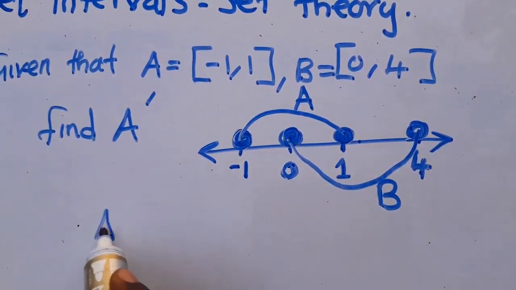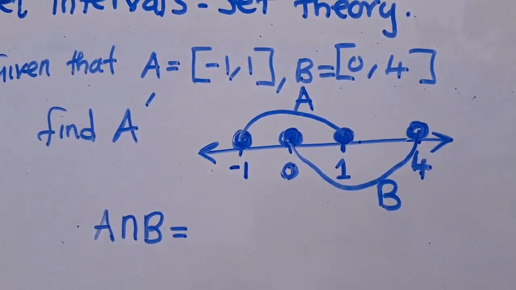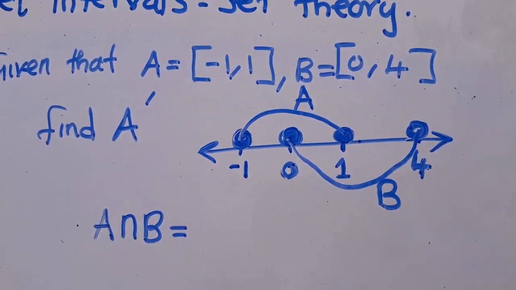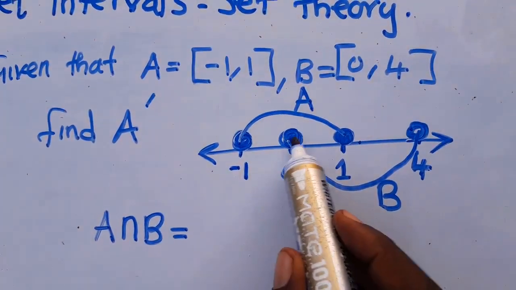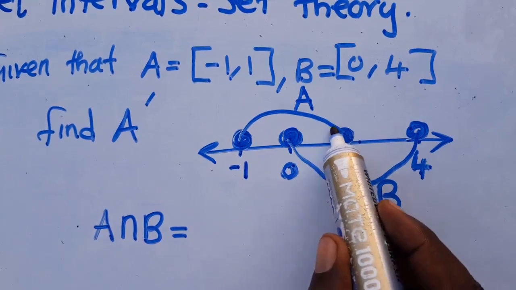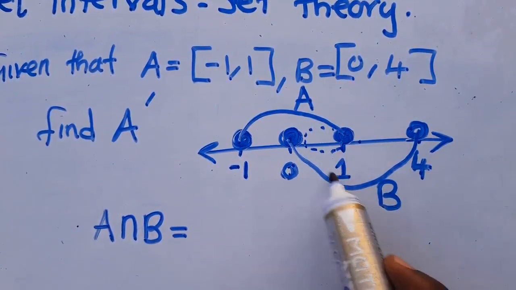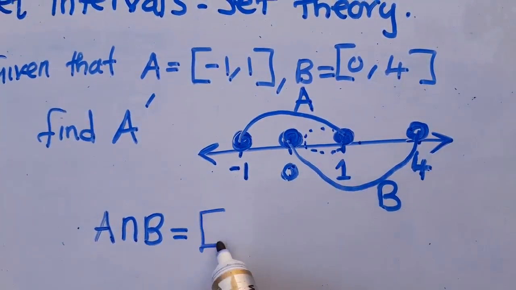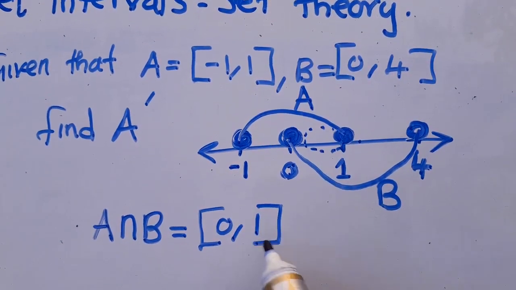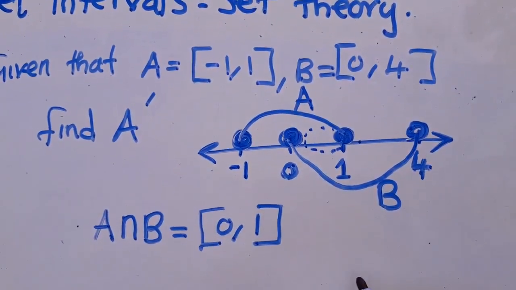Now, what if you are told to find A intersection B? Where are these two parts intersecting? It's just this part. Have you seen? This is the only part where they're intersecting, the part between 0 and 1. So these are included. Say 0 and 1, like this. You start with the smaller one. So this is just the answer.